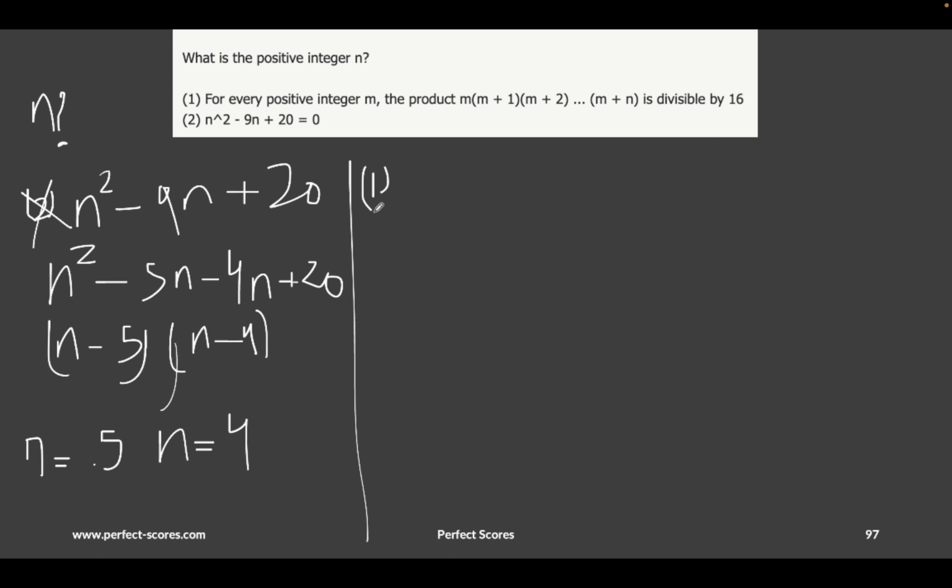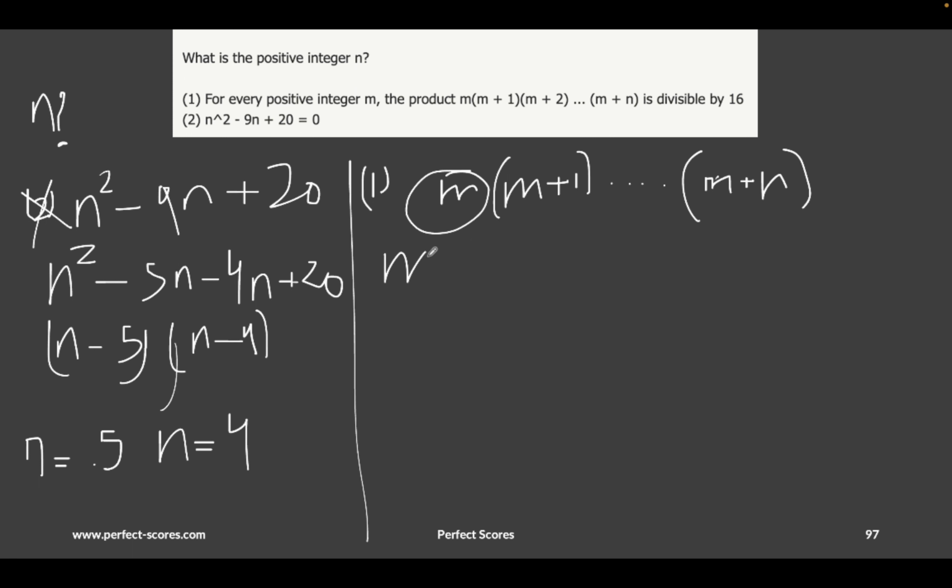Statement 1 says for every positive integer m, this product is divisible by 16. Now I want to find some kind of constraint for n here, right? I can maximize n to be 1,000,000, then definitely this is going to be divisible by 16 because these are consecutive numbers. Let's try to minimize n. If I want to minimize n, that means I want to minimize m as well, right? Because if I keep m equal to 16, then it doesn't really help me. So what's the least that it can be?